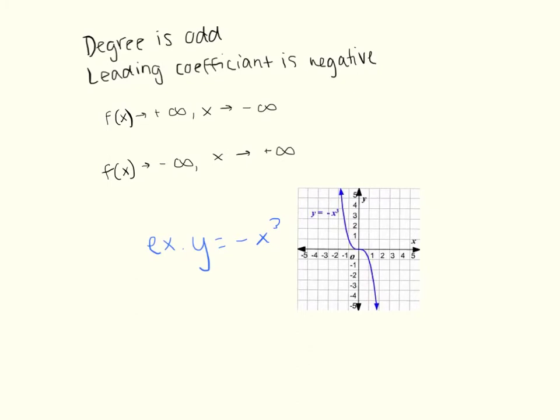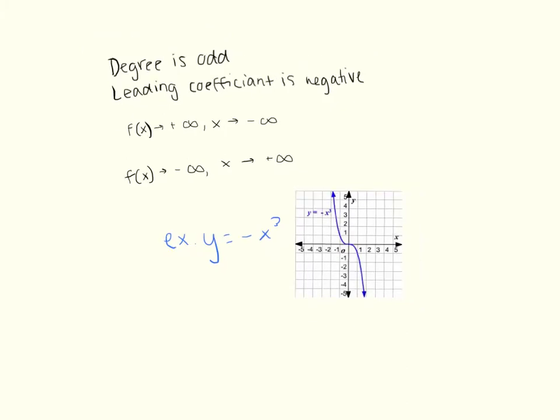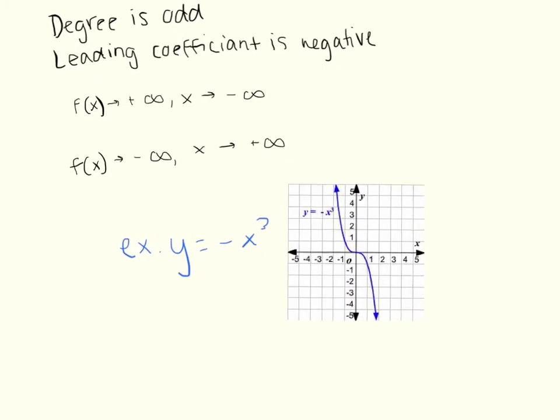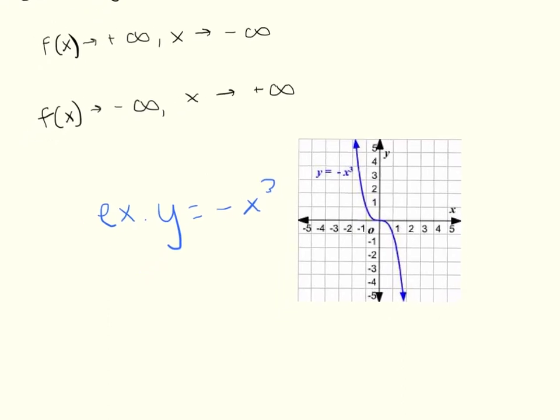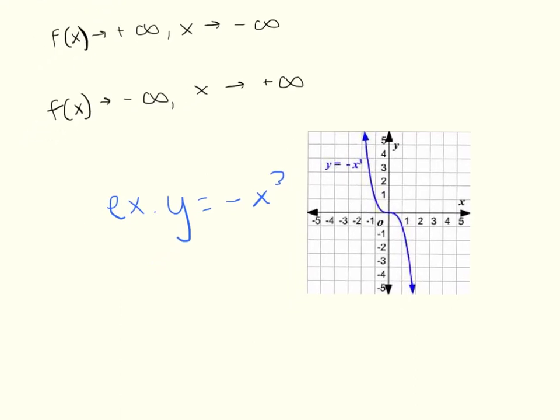The difference between this graph and the previous graph is that the arm directions are switched, and as x approaches negative infinity, the arm reaches positive infinity, and as x approaches positive infinity, the arm approaches negative infinity.